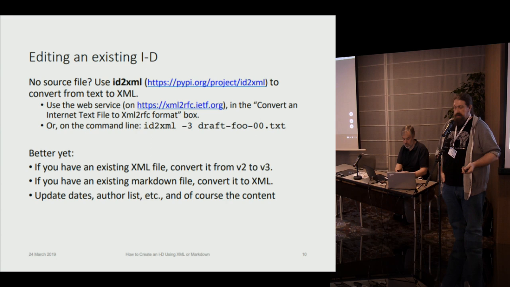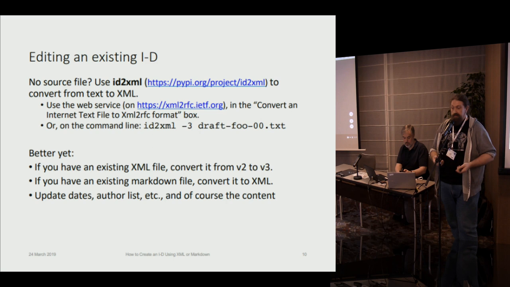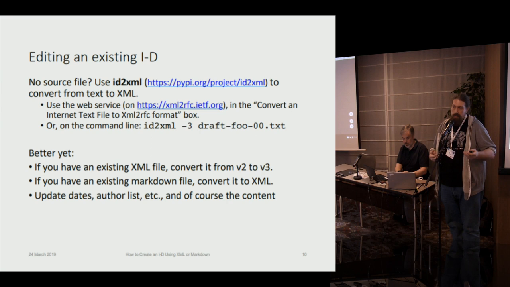So editing an existing one, there are a couple of options to get started. If you have an existing internet draft text format, you can use the ID to XML to do this conversion. Or there's a web service to do this, and that will take that format and give you an XML file you can start working from. It's better if you've got an existing XML file. The ID tool does the best it can, but every once in a while there's some hiccups, so you'll have to go back and maybe clean some things up, make sure some references get correct.